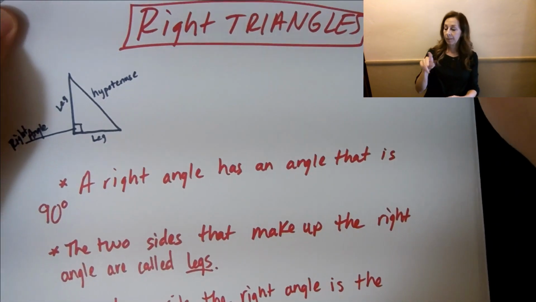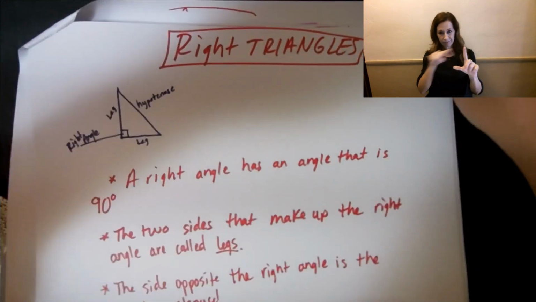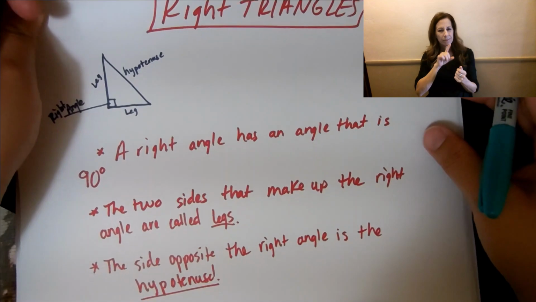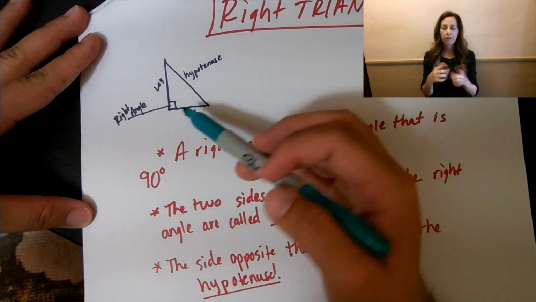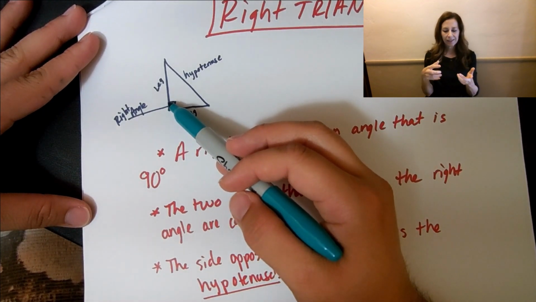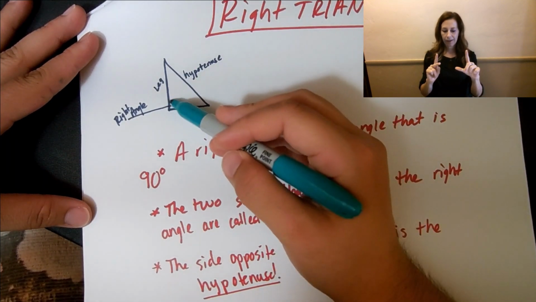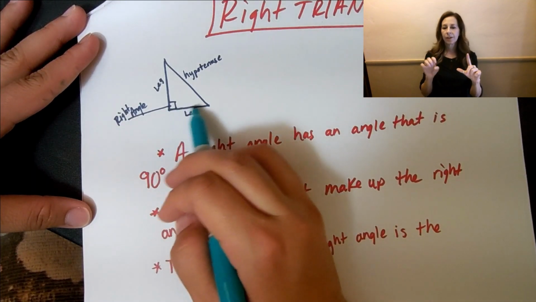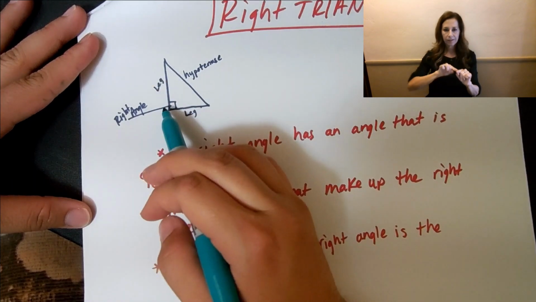So the Pythagorean theorem is all about right triangles. So we need to make sure we can identify the different parts of a right triangle. First off, what makes it a right triangle is that it has a degree measurement inside that has 90 degrees. This is the 90-degree mark right here. It has two legs coming out from the 90-degree angle. One leg here and one leg here.